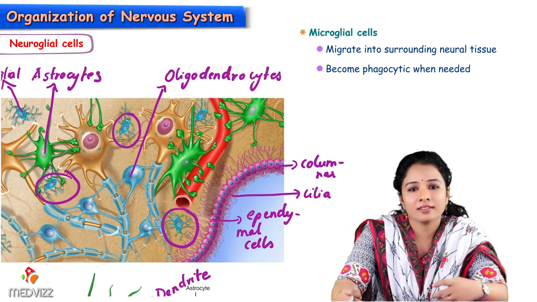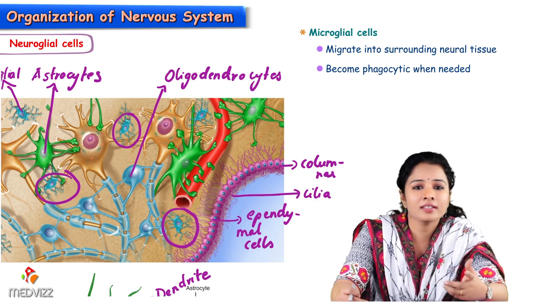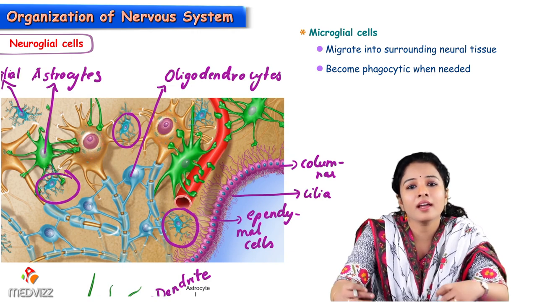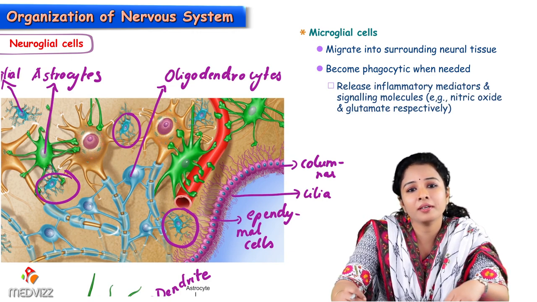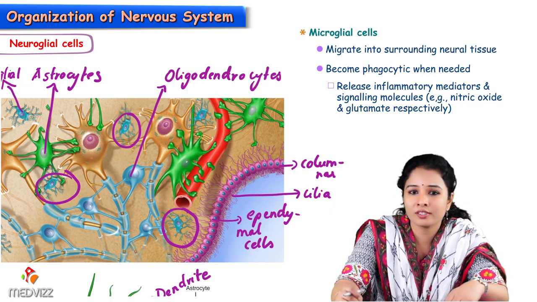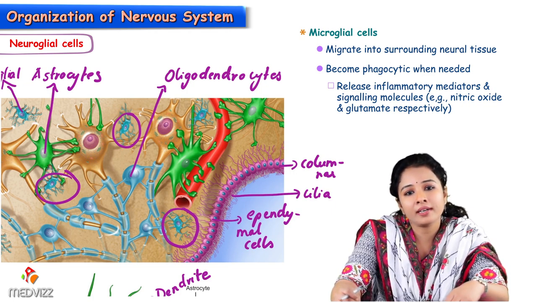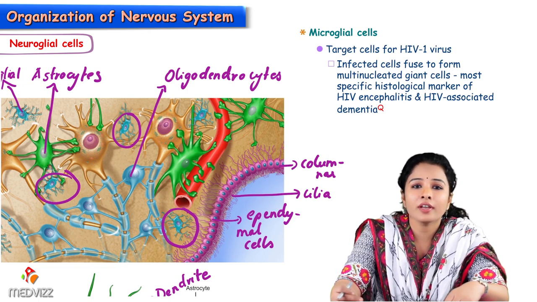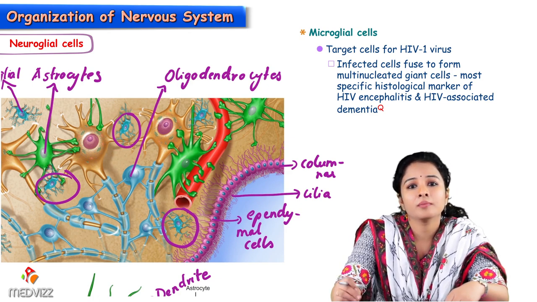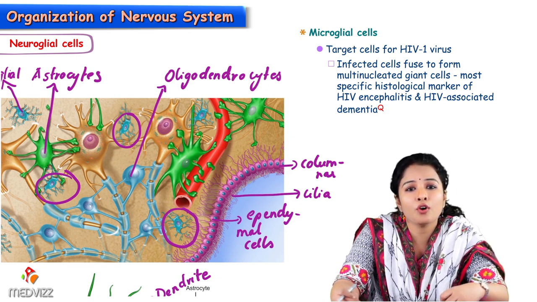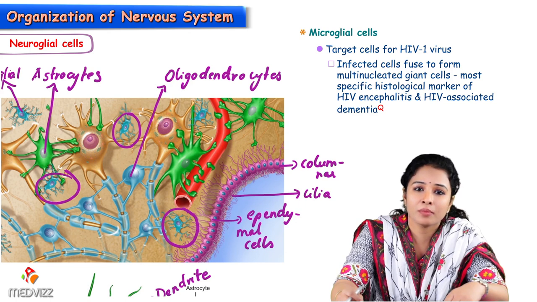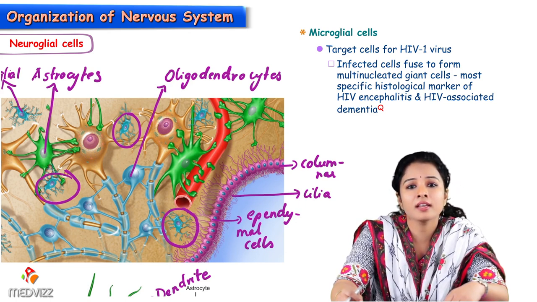And these phagocytic cells, wherever there is an inflammation, engulf the pathogens, waste products and cell debris, and are capable of releasing inflammatory mediators and signaling molecules like nitric oxide and glutamate respectively. These are the target cells of the HIV virus. It means the infected cells fuse to form multinucleated giant cells, which are a more specific histological marker of HIV encephalitis and HIV-associated dementia.